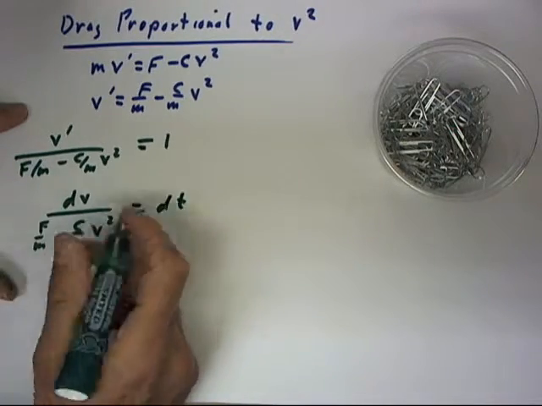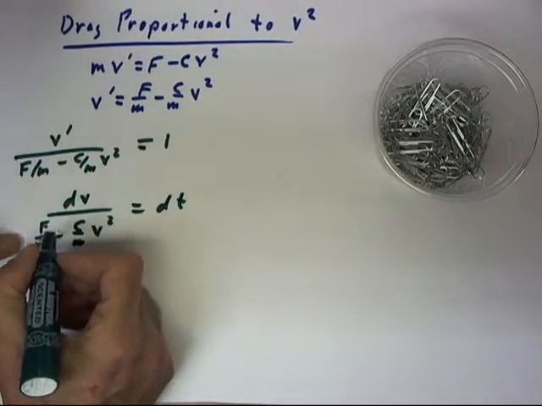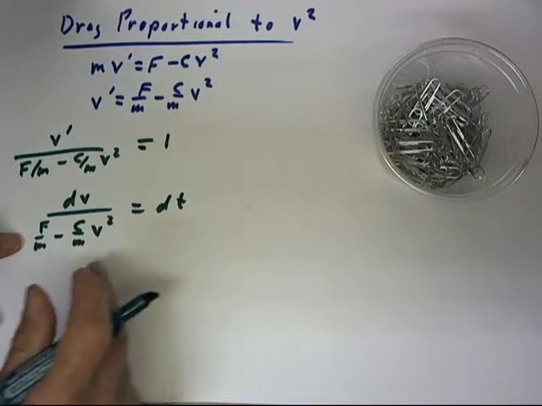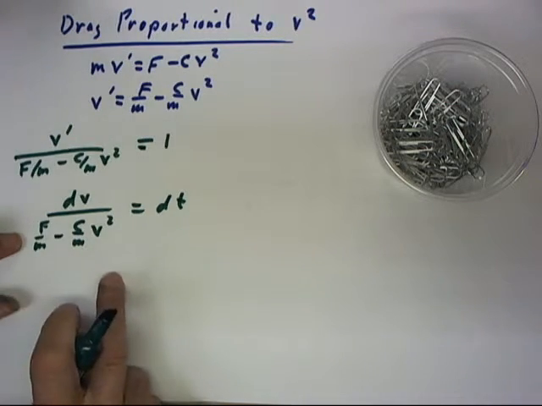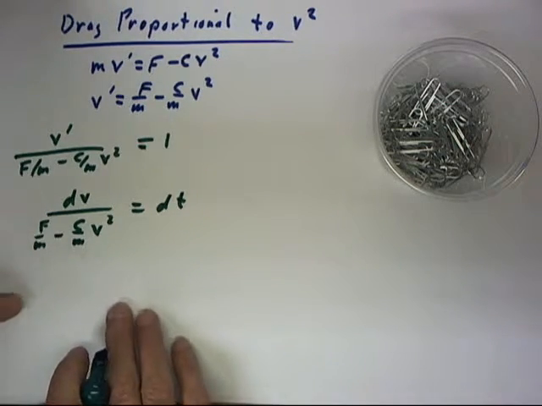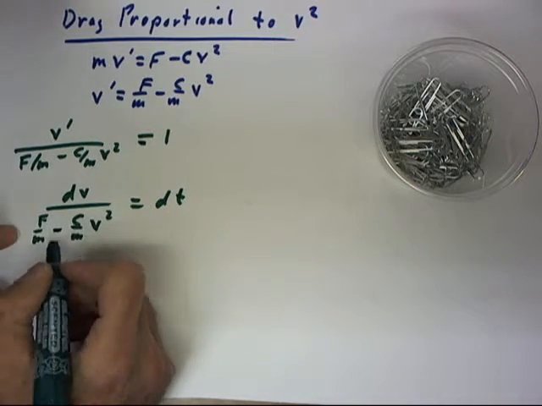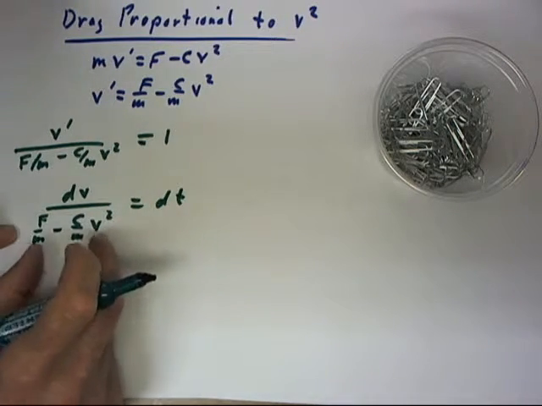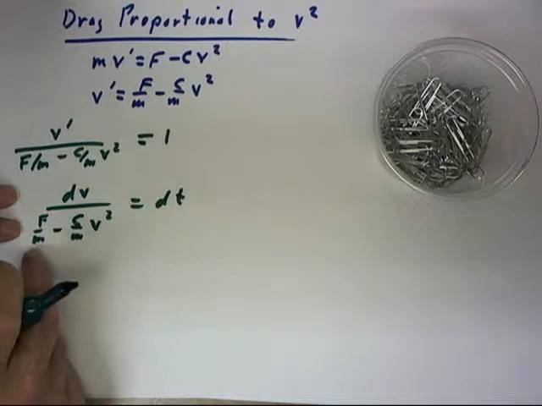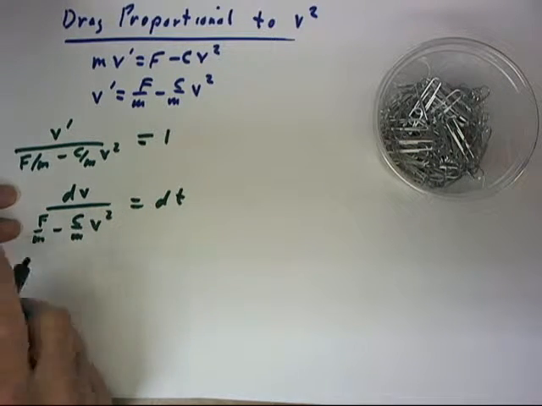This side's clearly easy to integrate. This side, well, we simply have a polynomial in the denominator. If we can factor this, we can use partial fractions. Now, before we attempt to factor this, I'm going to simplify it a little bit so that it has a coefficient of 1, and we do that by factoring out f over m.